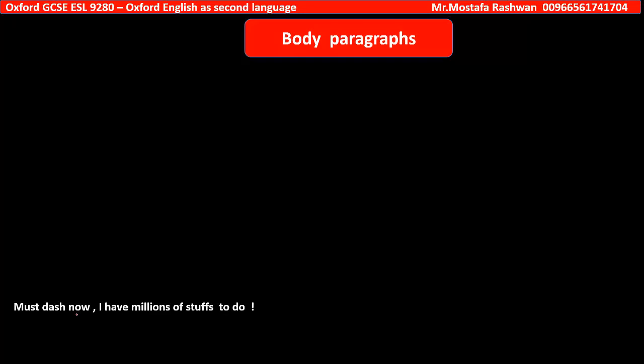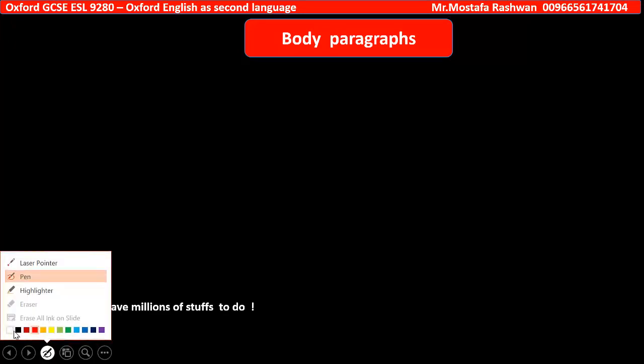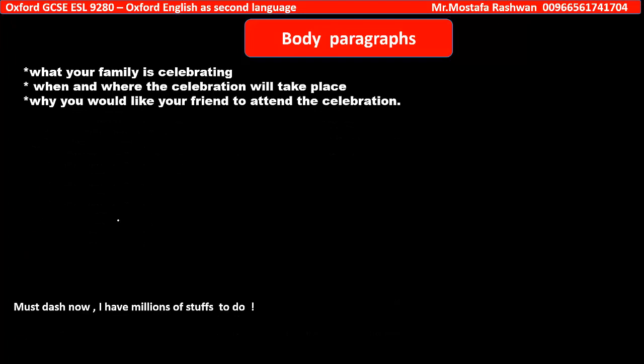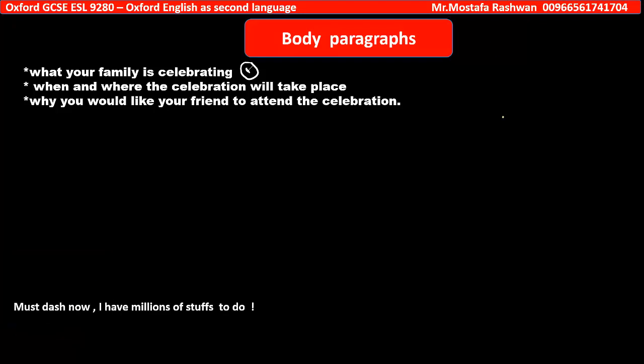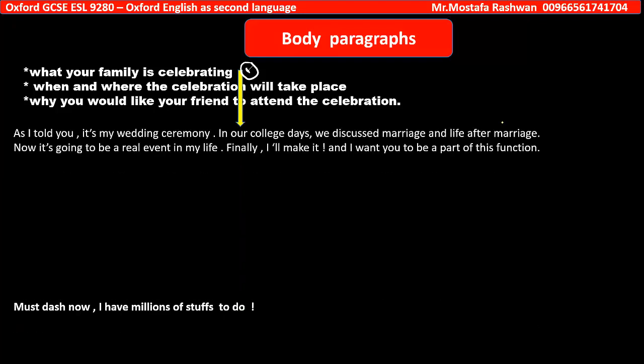We have 3 bullet points in the body paragraphs that we must cover. What are these bullet points? Number 1, here: what your family is celebrating. I mean, what kind of occasion? So let's see the paragraph. This is bullet point 1.